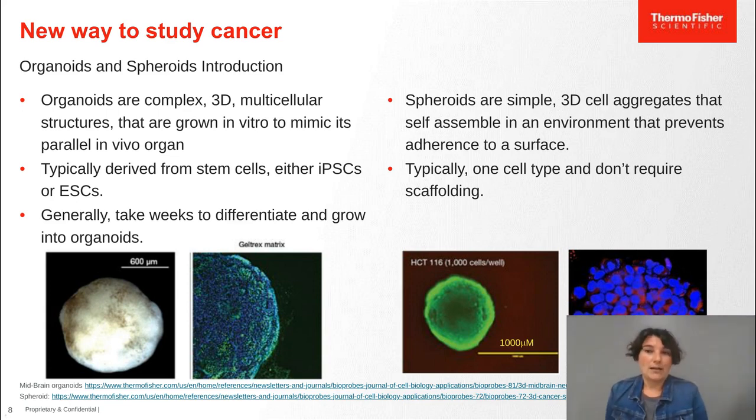So spheroids are more simple. They are 3D cell aggregates. Generally, one cell type is all that is self-assembled within a cell culture vessel.